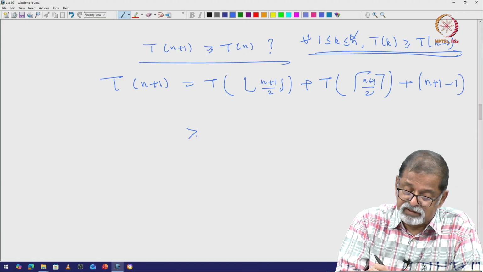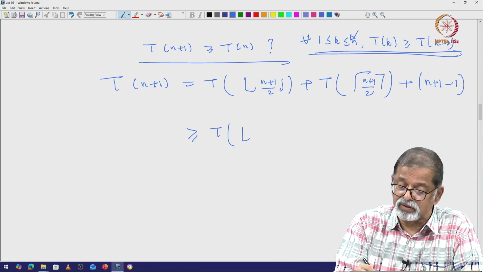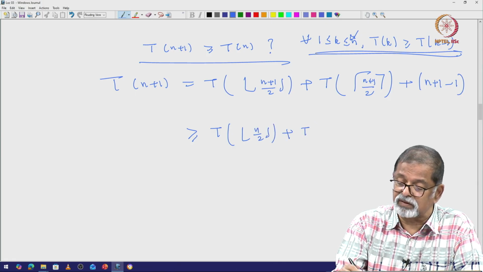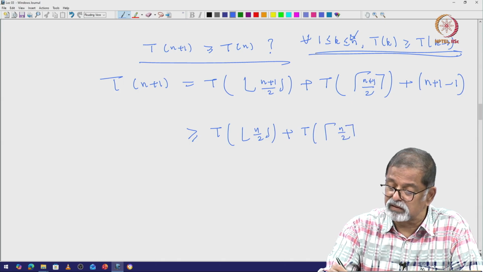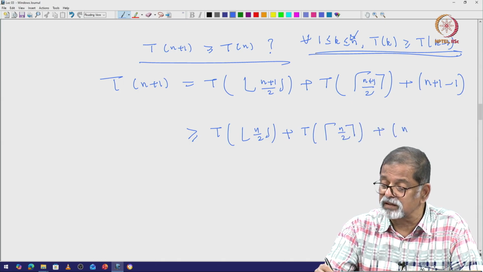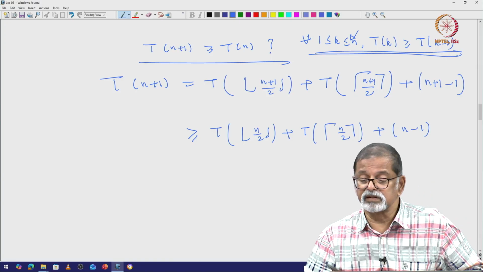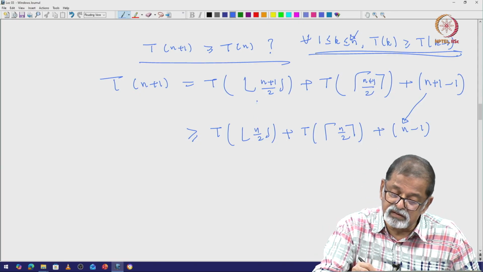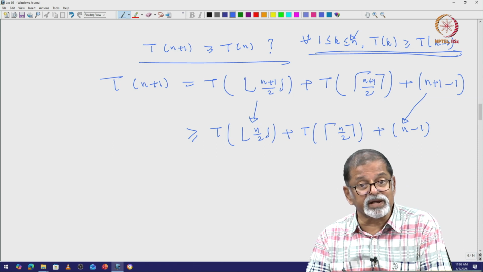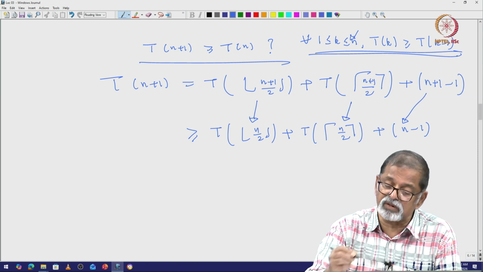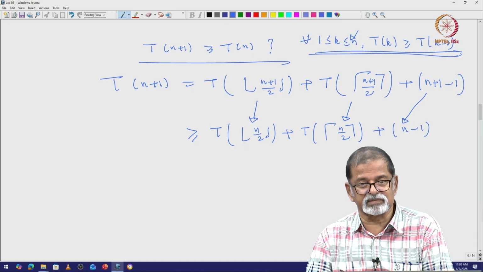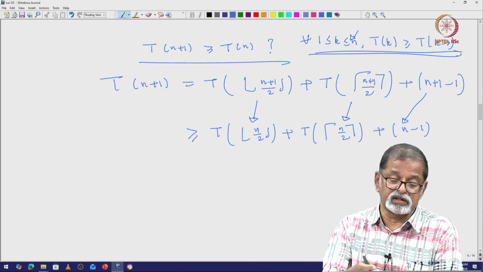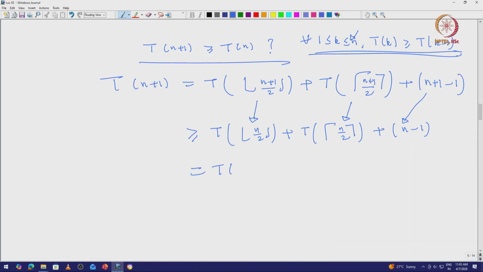Now, by monotonicity, this is greater than or equal to T of floor n by 2 plus T of ceil n by 2 plus n minus 1. This n plus 1 is replaced by n. This has been made smaller. This is also made smaller by induction hypothesis. This is also smaller by induction hypothesis. And now this is T of n. Therefore, I have shown that T is monotonic.